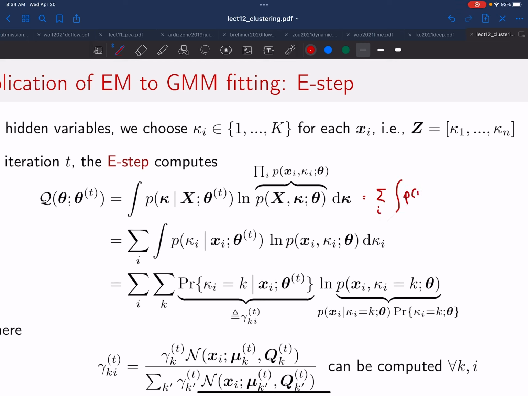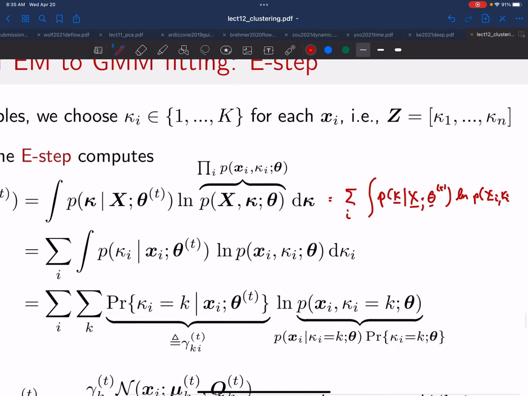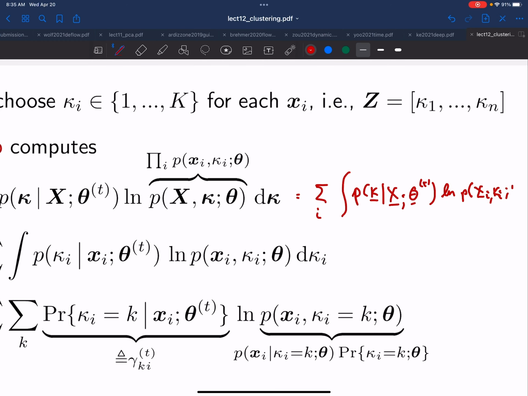And then we're going to have the probability of kappa given x, theta t. And we're going to have here the log of the probability of xi, kappa i. Sorry, I'm running a little bit out of space. And we're still going to be doing an integral over all the kappas.